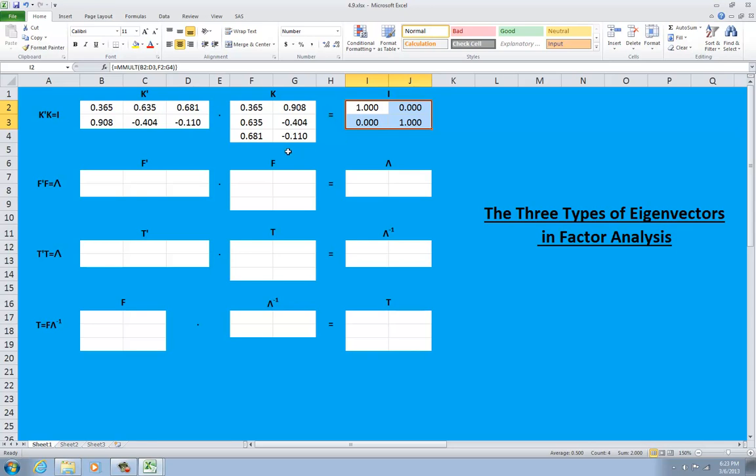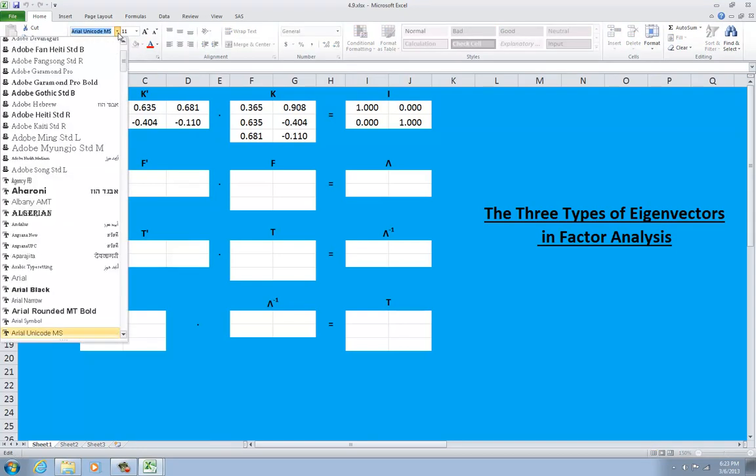The second form of the eigenvectors that we have encountered, F, is the factor loadings matrix, which consists of the eigenvectors normalized to their eigenvalues. When a similar product matrix is created by pre-multiplying F, as shown in this equation, by its transpose, the resultant matrix is a diagonal matrix of eigenvalues, which we denote by this lambda here.